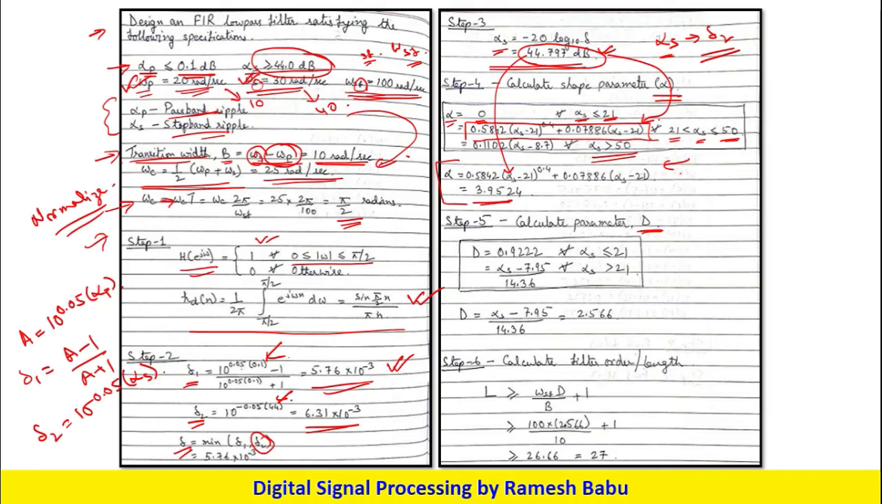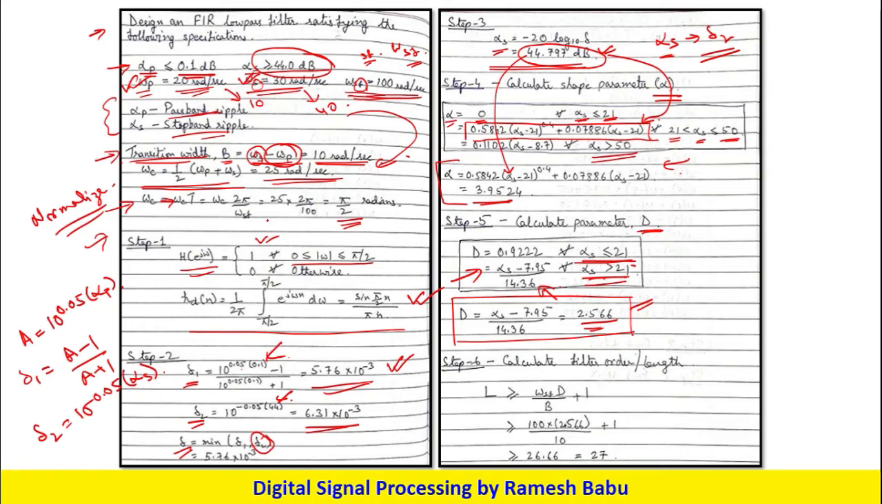Now d is equal to 0.9222 for alpha s less than or equal to 21, and it is equal to (alpha s minus 7.95) divided by 14.36 for alpha s greater than 21. So d is equal to this one, because our alpha s was greater than 21. So this equation was used and we can get the capital D.